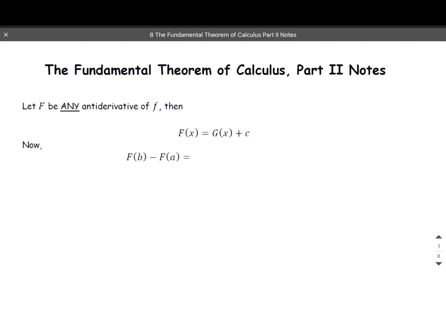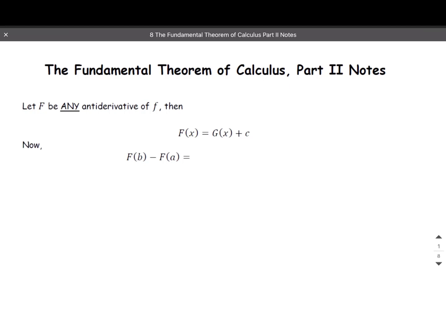Hello, my darlings. All right, today we're going to look at part 2 of the Fundamental Theorem of Calculus. We're finally going to make it to part 2. So let's start with this assumption. We're going to let F be any antiderivative of the function f.